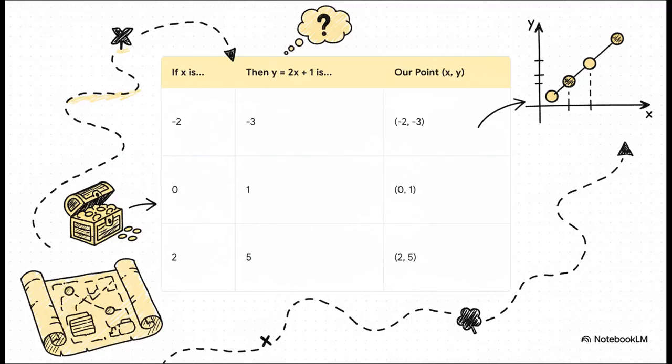The easiest way to do this is to make a quick table. First, we just pick a few easy numbers for x. I like to use simple ones, so I picked -2, 0, and 2. Now we just plug each one into our formula. So if x is -2, y is 2 times -2, which is -4, plus 1, that gives us -3. Okay. Now, if x is 0, y is 2 times 0 plus 1, that's just 1, easy. And if x is 2, y is 2 times 2 plus 1, which is 5. And just like that, we have 3 points, our treasure map coordinates for our line.